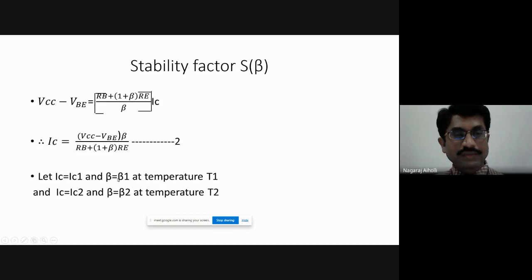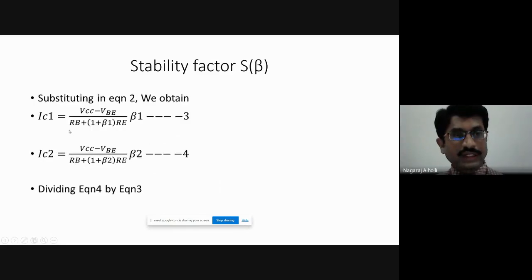So these conditions we have to substitute in the equation that we have obtained. In equation 2, we have to substitute the condition IC is equal to IC1 first and beta equal to beta1, and then get the equation. So let us do that. Let us substitute IC is equal to IC1 here. So it will be IC1 is equal to VCC is fixed minus VBE is fixed, that multiplied by beta1. Instead of beta it will be beta1, the whole divided by RB plus (1 plus beta1) into RE. So this equation we have got here: IC1 is equal to VCC minus VBE, the whole divided by RB plus (1 plus beta1) into RE, multiplied by beta1 in the numerator.